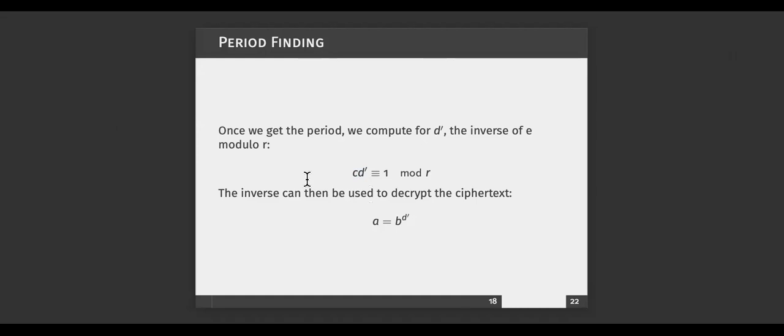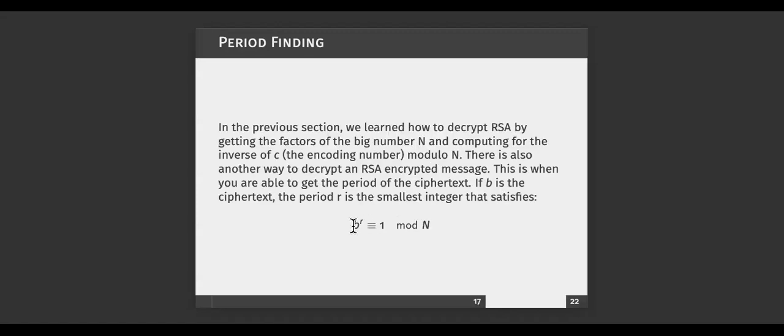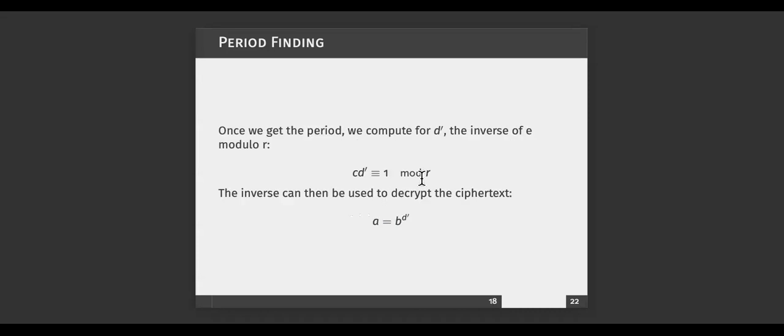So the inverse. This is the formula for the inverse. Again, we get the R. So you have the ciphertext. To compute for R is actually very compute intensive. Once you get R, you can then compute the inverse, which is D prime. And then once you get the inverse, you can raise your encrypted message to the power D prime to get your original message.